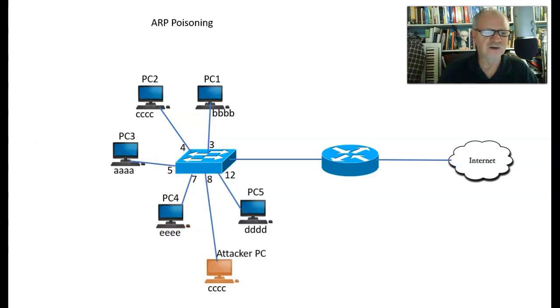Another scenario is called ARP poisoning. In this case, we have an attacker who plugged into a port and says, I'm CCCC. Even though CCCC is up here, it pretends to be this PC. And if the timing is done correctly, it can now take over CCCC's position and fool this switch into thinking that port 8 is what holds CCCC. So now it can listen to, when anybody tries to talk to this PC, listen to it and pretend to be this PC and gather information.